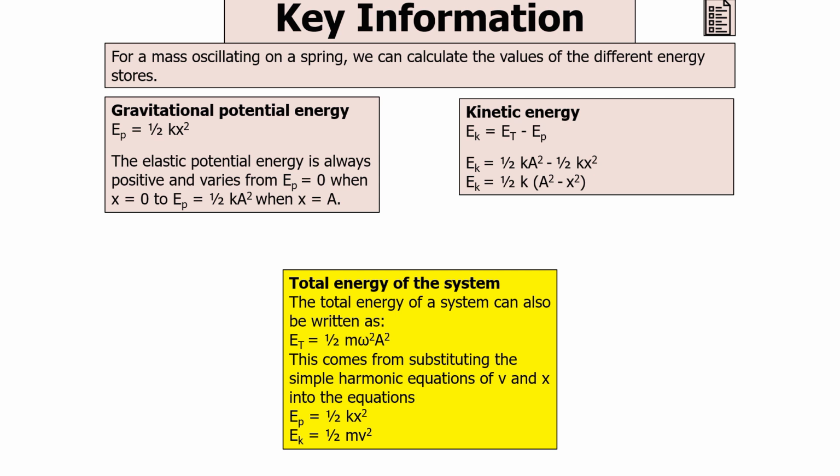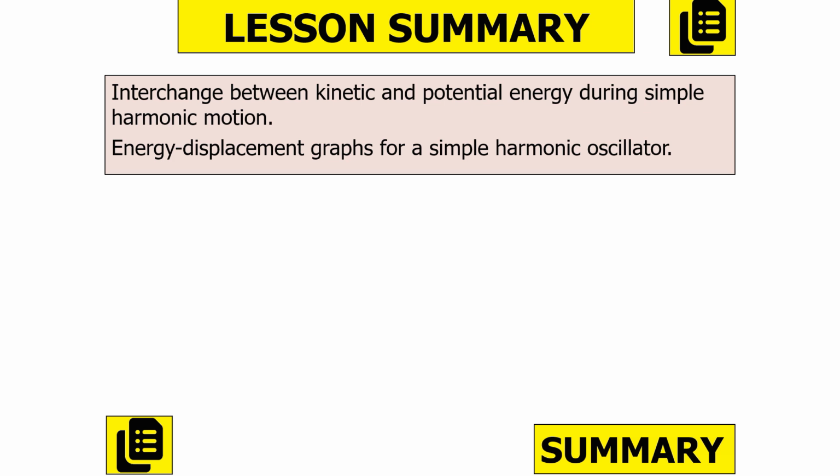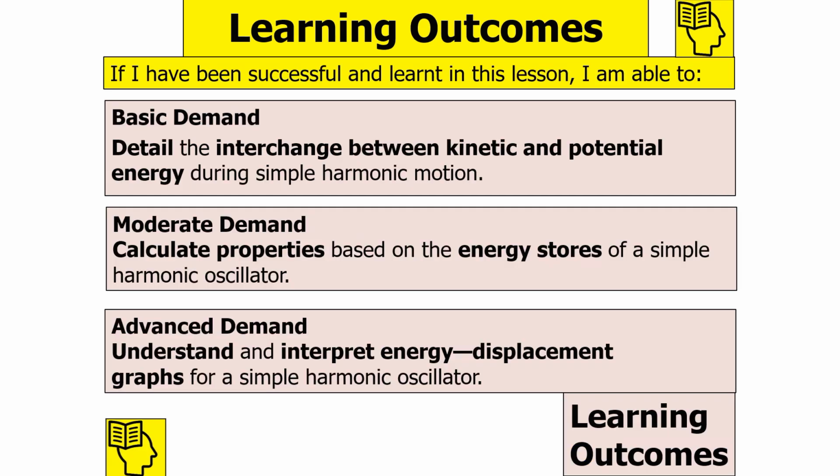So if we summarize what we've learned in today's lesson, we can understand the interchange between the kinetic and the potential energy during simple harmonic motion when we understand the energy displacement graphs for a simple harmonic oscillator. So if we've been successful in this lesson, we should be able to detail the interchange between kinetic energy and potential energy during simple harmonic motion, calculate properties based on the energy stores of a simple harmonic oscillator, and understand and interpret the energy displacement graphs for a simple harmonic oscillator.